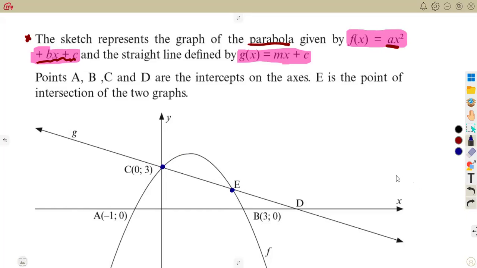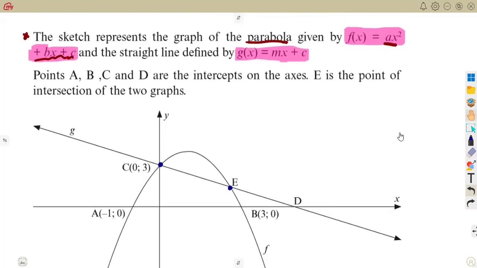So it is indicating two conditions. This point C is the y-intercept for both functions. It is also the point of intersection for the two graphs. So please be careful about this one, the point C.